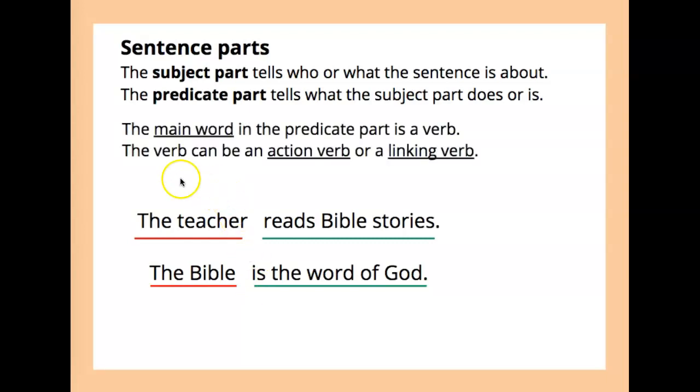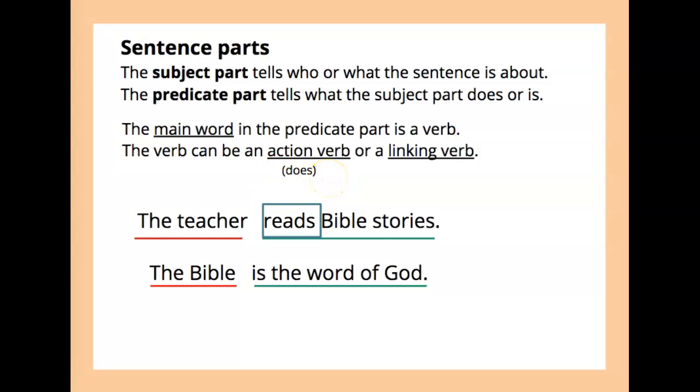We also learned that the main word in the predicate part is a verb, and that the verb can be an action verb or a linking verb. Then what's the main word in the predicate part in this first sentence? The main word is the verb, so it is the verb reads. Is reads an action verb or a linking verb? It is an action verb because it's telling us what the subject is doing.